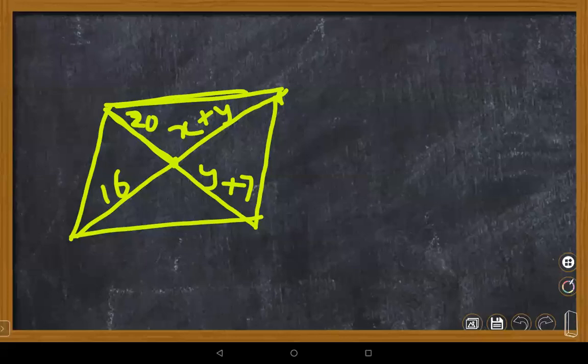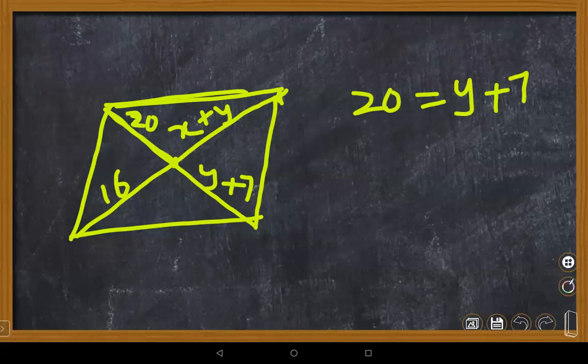Yes, Bhavya. Ma'am, so 20 is equal to y plus 7. Very good. Why is it like that, Bhavya? Can you tell? Y is 13, x is 3. X plus y equal to 16.